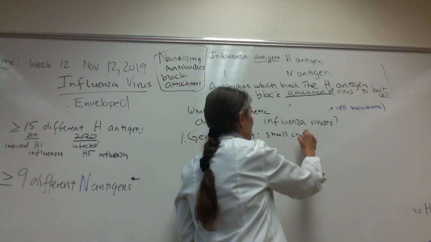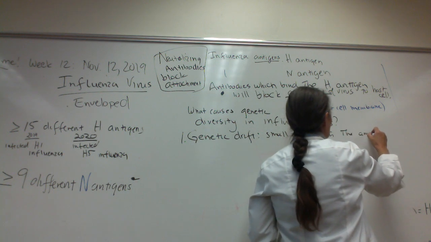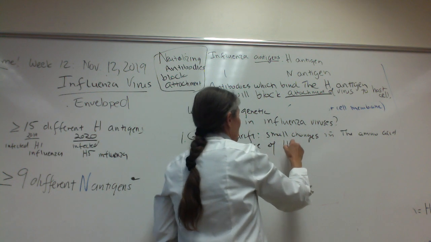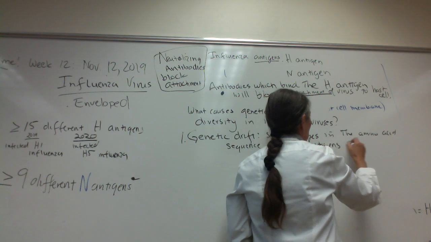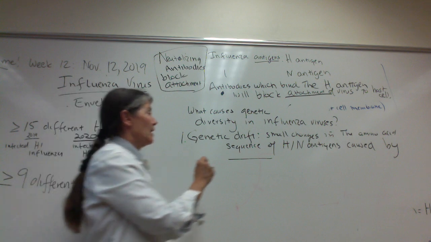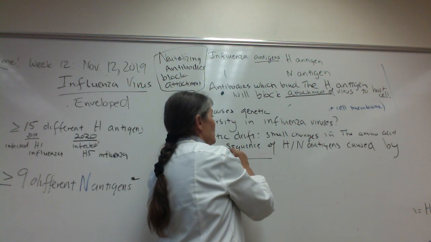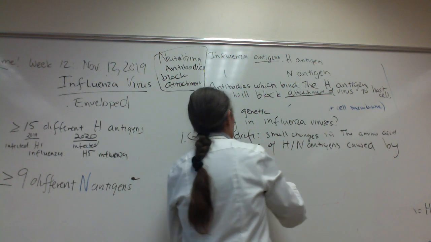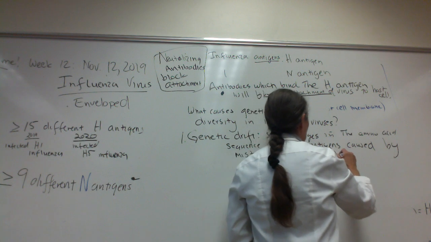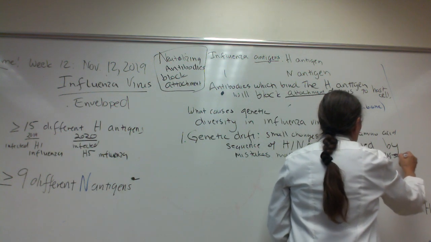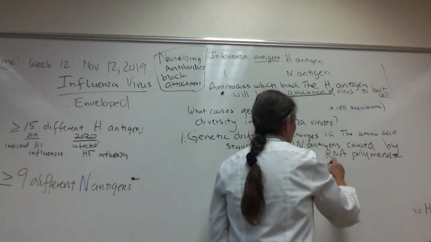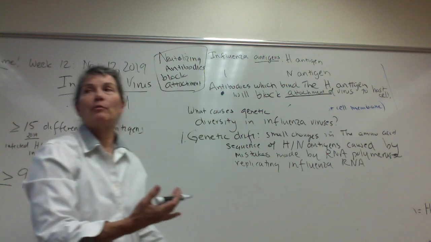And what's genetic drift, you guys? Small changes in the amino acid sequence of the H and N antigens, caused by what, folks, help me out? What's causing those mutations? Caused by mistakes, thank you guys. Mistakes made by RNA polymerase replicating the influenza RNA. Oh my goodness. All right. So you guys, we're pretty comfortable with that, right? We've been talking about this a lot.